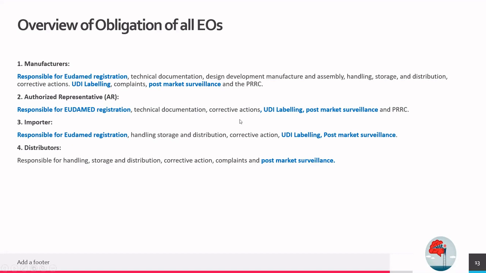Okay, so for the manufacturer, this is just a short view. Technical documentation, design and development, manufacturing, assembly, these are only for the manufacturer. But storage and distribution, corrective actions, handling, these all apply to manufacturer, importer, and distributor. And here I will confirm one thing: the authorized representative is a party which doesn't contribute to the physical supply of the device in the supply chain.